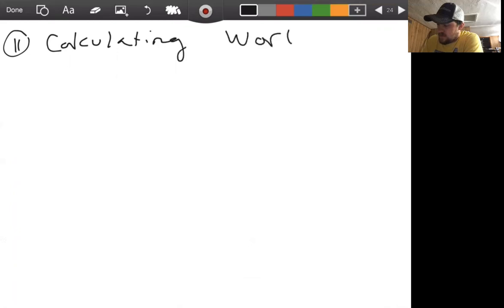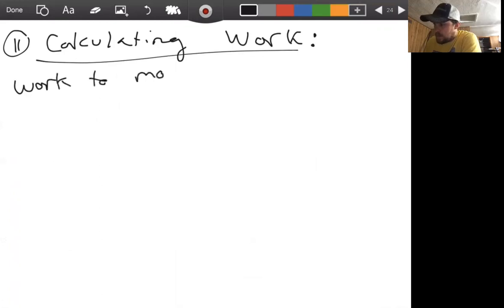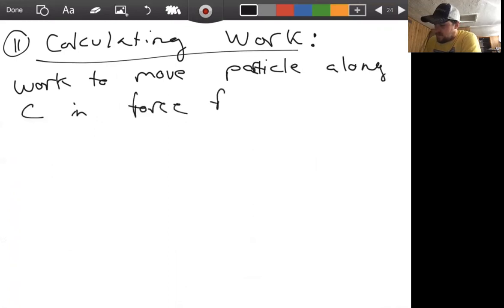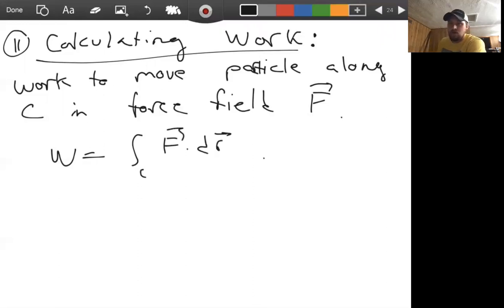What's another application? Calculating work. We've seen this here. So it's the work required to move a particle along C in force field F. And we know that this work is the vector line integral of F dot dr. So again, you have to parameterize your curve. You have to know a representation of your vector field, and then you can calculate work. The last application I want to talk about is flux.